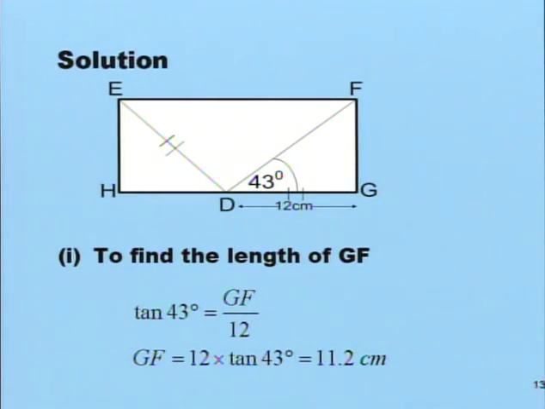To find the length GF, we use the tan function. Tan 43 degrees is equal to GF divided by 12. Cross multiplying, we have GF is equal to 12 times tan 43 degrees. Using your calculator, you would have GF equal to 11.2 cm.